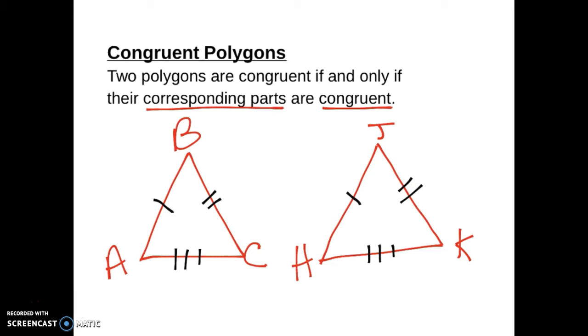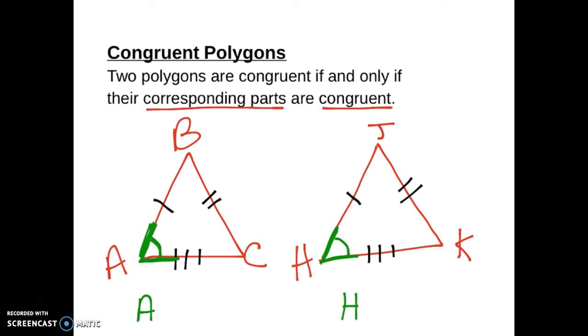Okay, and being able to name our corresponding parts is really important. It's also important that we be able to identify our corresponding angles. So you're going to notice that angle A here is between the side with one tick mark and the side with three tick marks. Okay, so this is angle A. And if we look at our other triangle, angle H is the angle made up by the side with one tick mark and the side with three tick marks. And so angle A and angle H are corresponding angles.